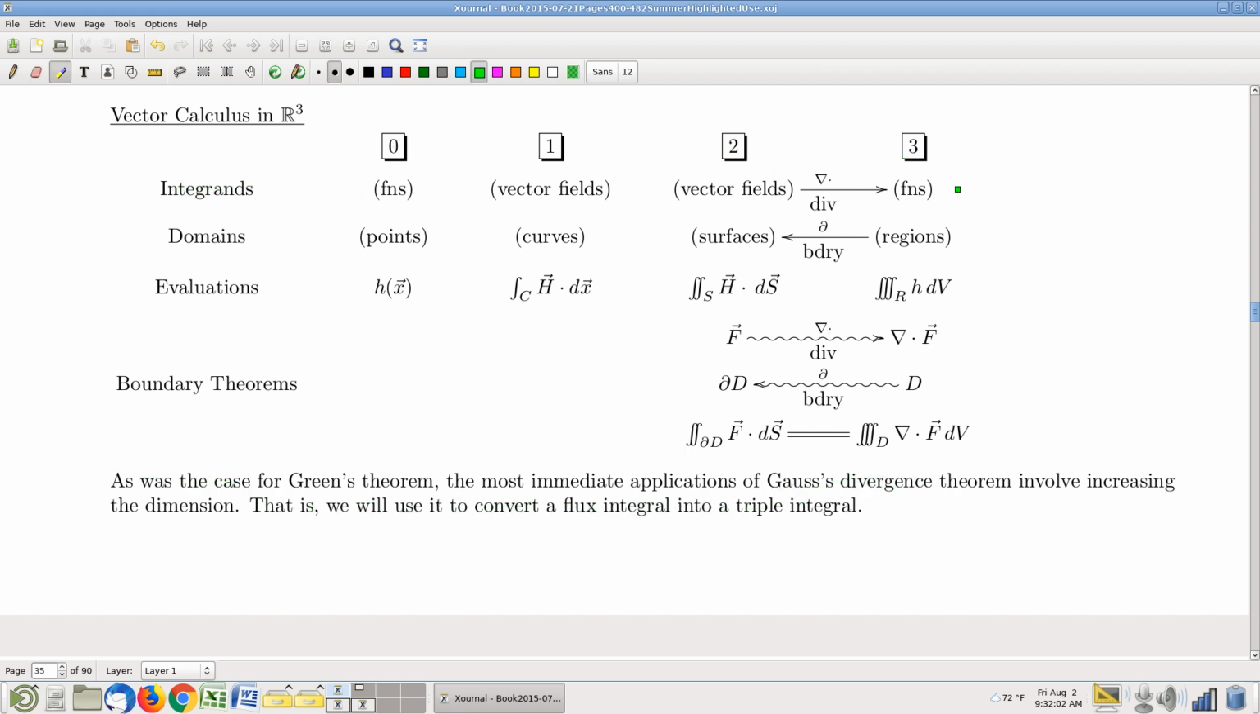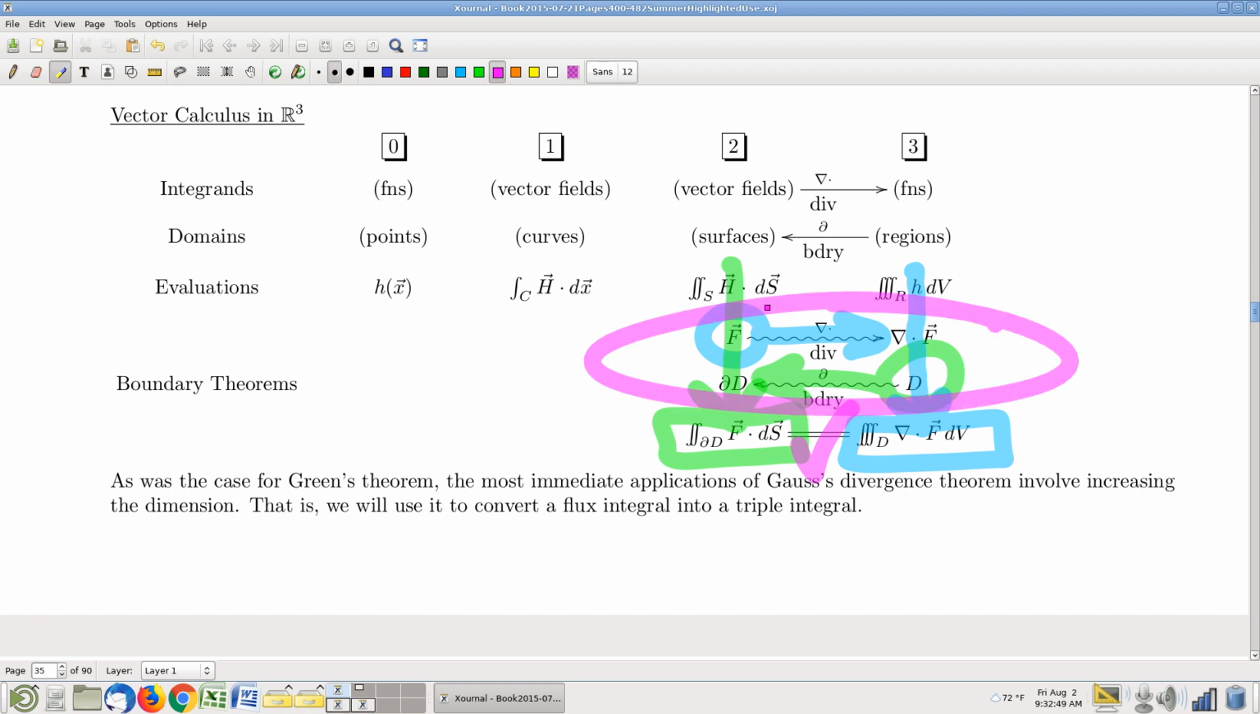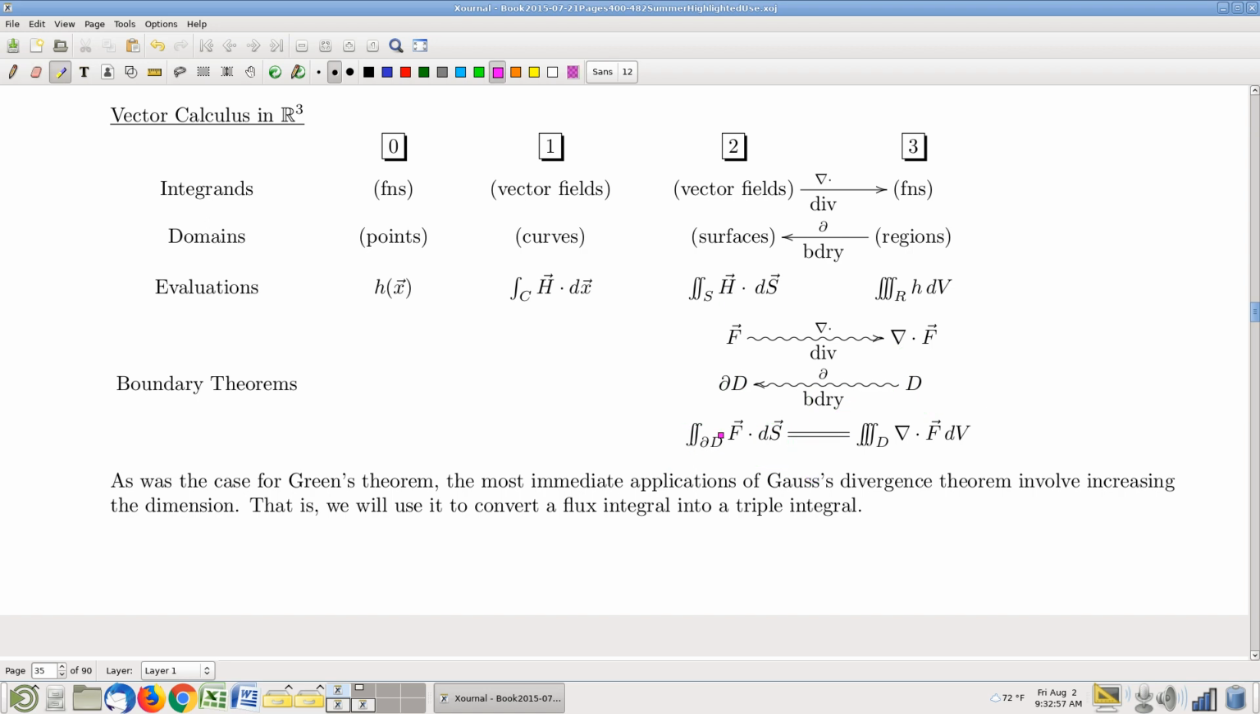Okay, all right. What Gauss's divergence theorem says is that in the context of looking at three-dimensional regions with two-dimensional boundary surfaces, the divergence operator is the complementary operator, in the sense that if you take a vector field and compute its divergence, then the flux of the field through the boundary surface is the same as the triple integral of the divergence over the original solid. So that's what Gauss's divergence theorem is saying. These operators, I don't want to say they're undoing each other, but they're complementary to each other, just like all of our other boundary theorems.